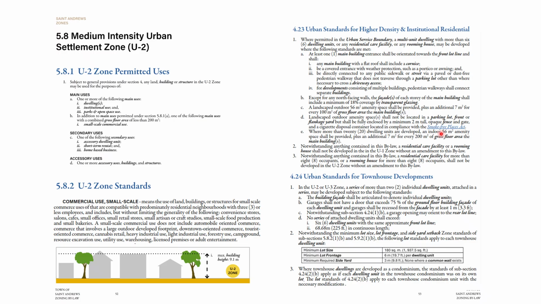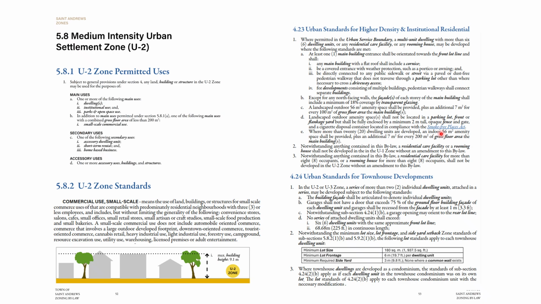Smoke-Free Places Act. Where more than 20 dwelling units are developed, an indoor amenity space of 56 square meters shall be provided, plus an additional 7 square meters for every 200 square meters of gross floor area of the main buildings. Notwithstanding anything in the bylaw, a residential care facility or a rooming house shall not be developed in the U1 zone without an amendment to this bylaw.